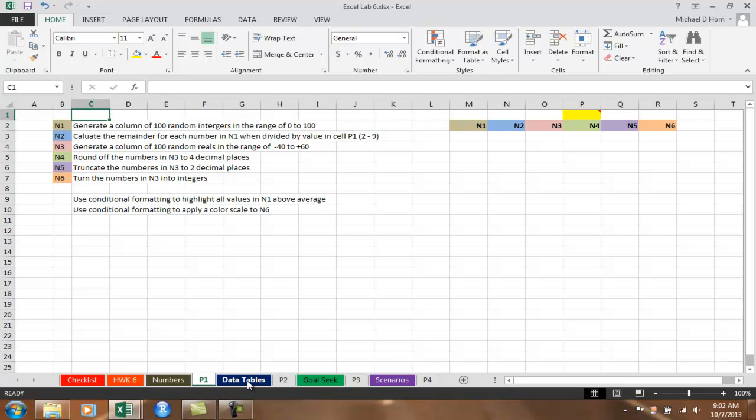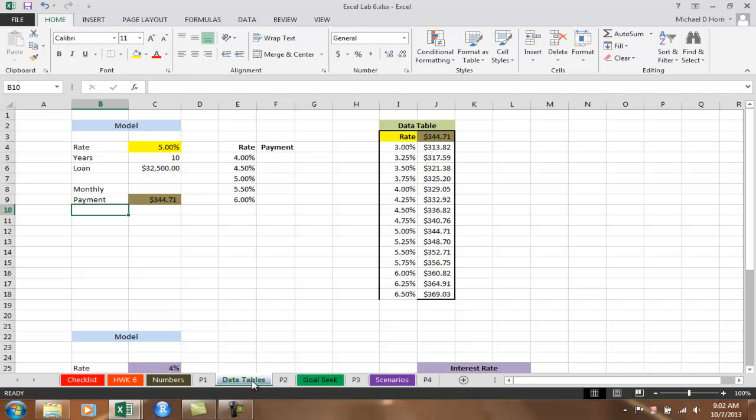Data tables. Data tables are different than filter tables, and they're different than pivot tables. What they are is a way to do one task very quickly. For example here, I've got this information about a loan. And I've got 5%, 10 years, $32,000 or so, and my monthly payment is $341.